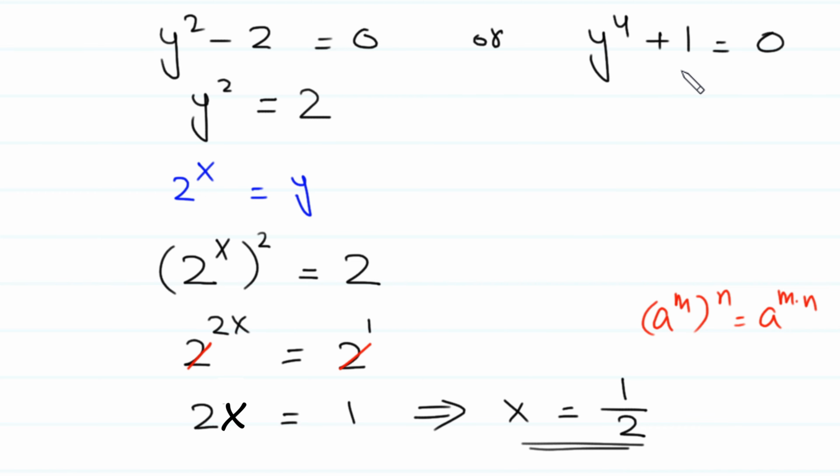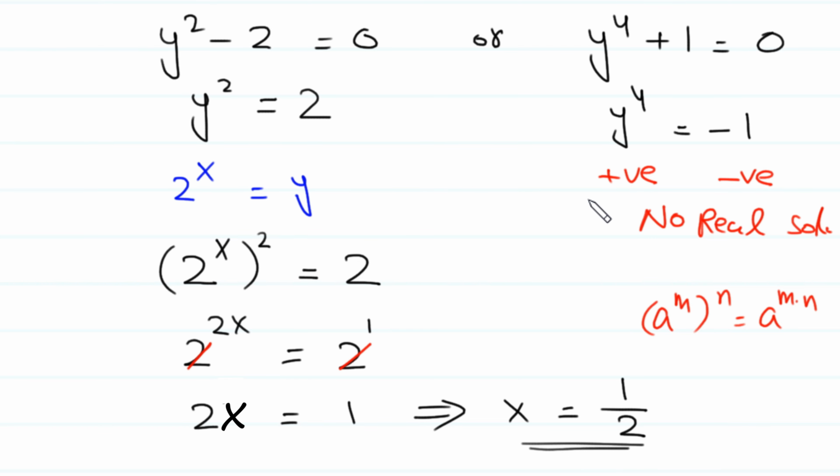Now if we solve this one, y to the power 4 is equal to negative 1. Now you can see that this y to the power 4 is positive and this is negative. So no real solution is possible here. We reject this one. And this is the only solution, x is equal to 1 over 2.